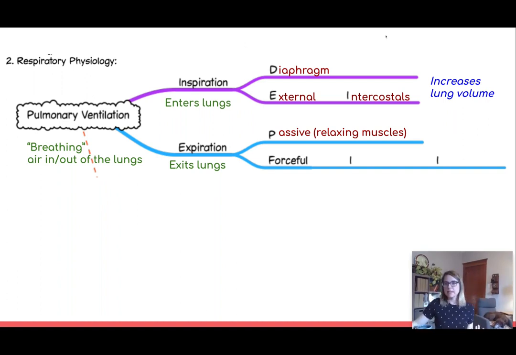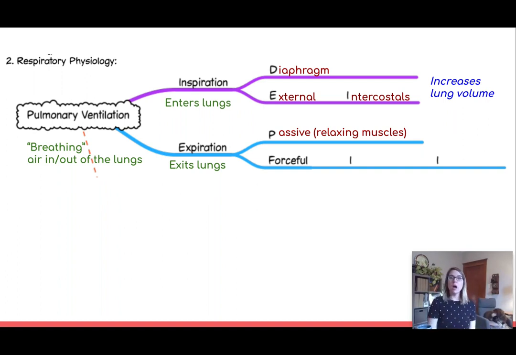So relaxing the diaphragm, it pops back up. Relaxing those external intercostals, they kind of collapse back in. Inspiration, expiration, everything gets small again. This decreases my lung volume and air exits my body.